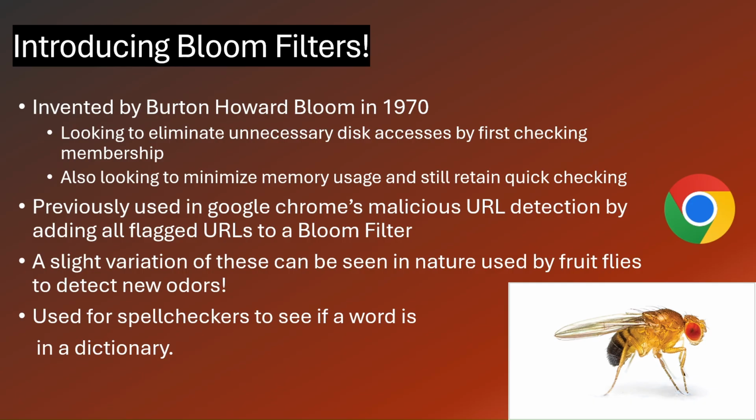This was also previously used in Google Chrome's malicious URL detection. They added all the flagged URLs to a Bloom filter and would first check by that, as it was very quick and wouldn't slow down search times. A slight variation of these can also be seen in nature and is used by fruit flies to detect new odors, which is really cool that there's some biological systems that mimic this data structure. It's also used in spell checkers to see if a word exists in a dictionary really quickly.